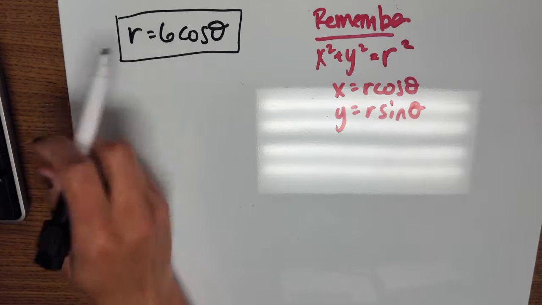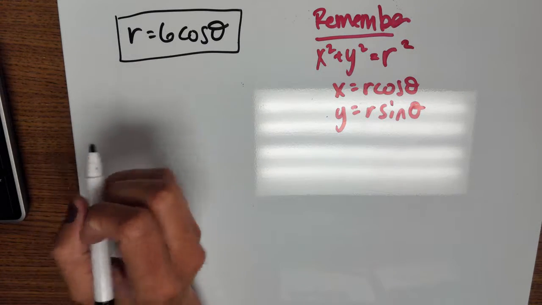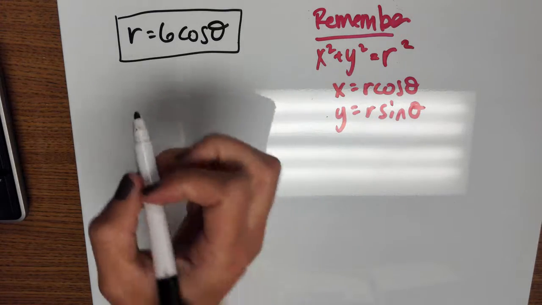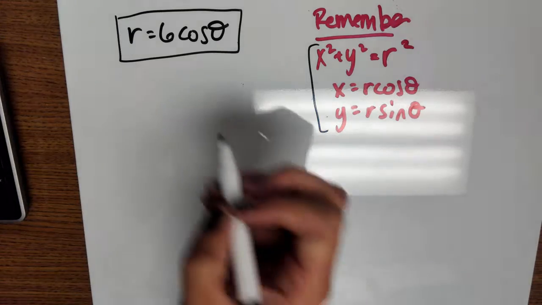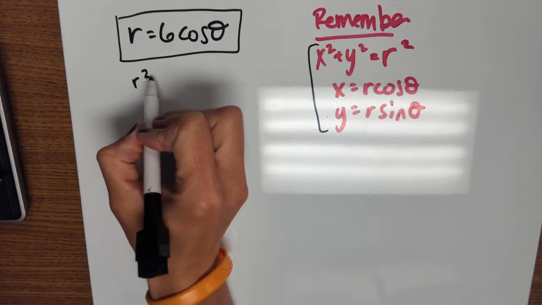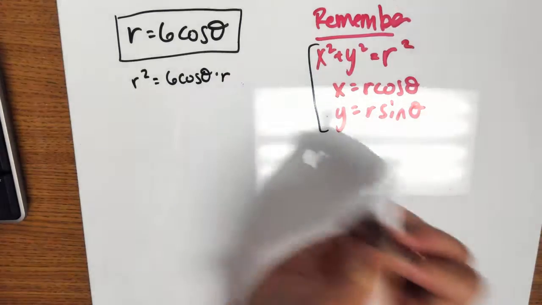You can either square both sides of the equation, or you can multiply both sides by r. For this one, and a lot of them, I think it's a little bit easier and makes more sense, so that we can use these three pieces, to multiply by r. So multiplying the left side, we get r squared. On the right side, we get 6 cosine of theta times r.